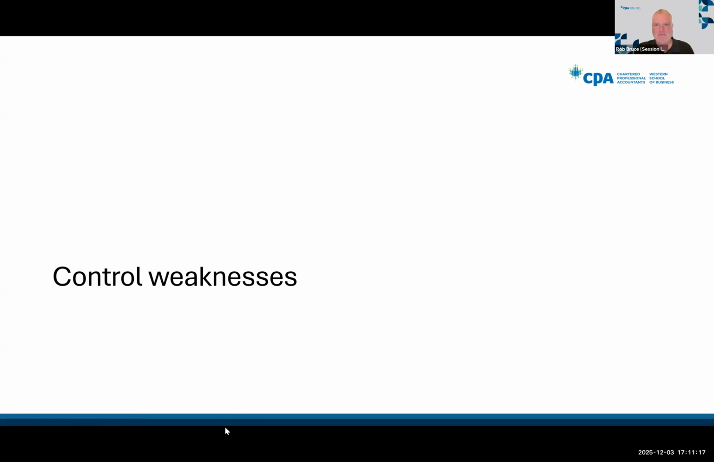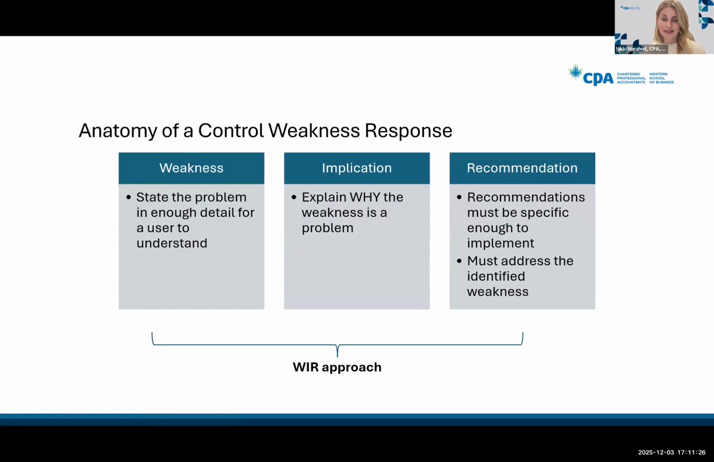So, control weaknesses. How do we tackle them? What do we do when we see them? I like to break it down. This is really similar to what we saw in the module workshop, not orientation, module workshop. So, it might be a bit of a refresh, but whenever you have control deficiencies, governance deficiencies, in this case, it's more focused on data deficiencies. All of these lend themselves very nicely to using this WIR approach.